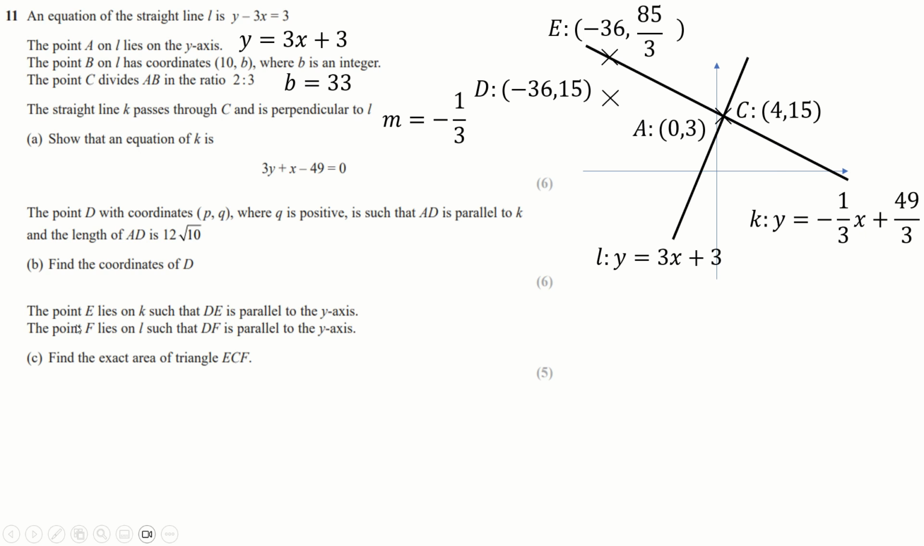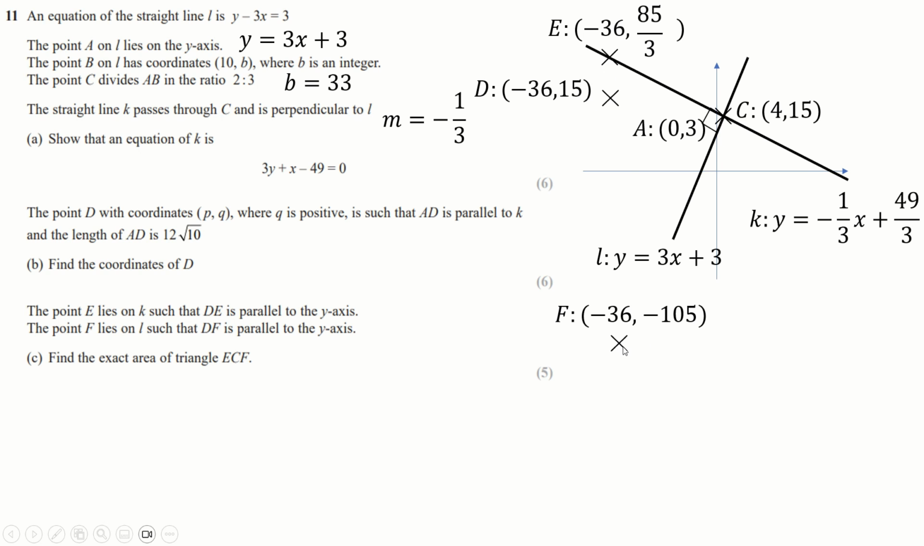And then likewise, F is on L, so F is on this line, such that DF is also parallel to the y-axis. So F is straight down from D until you end up down here somewhere on this line, which has this same x coordinate because it's just going straight down. And then you put that x coordinate into here, and you end up with this as your y coordinate for F. And now it wants the area of the triangle E, C, F. And now what we remember is that these two lines are perpendicular, so this is a right angle. So to work out the area of this triangle, all I need to do is do a half times this length times this length, because they're perpendicular to each other.